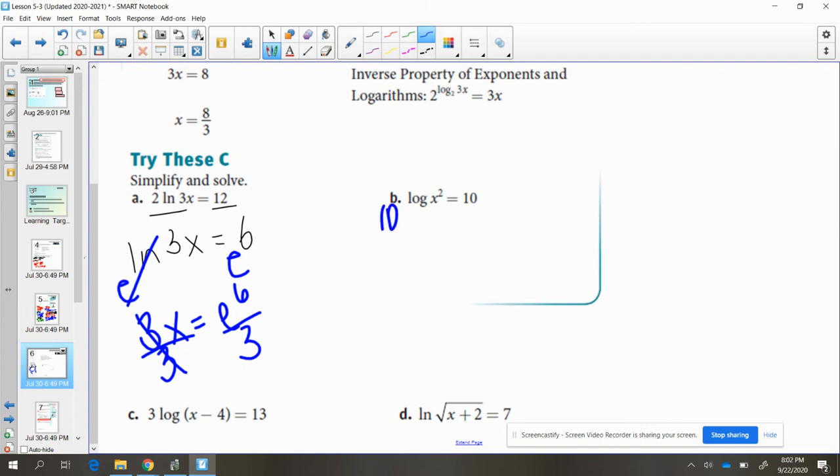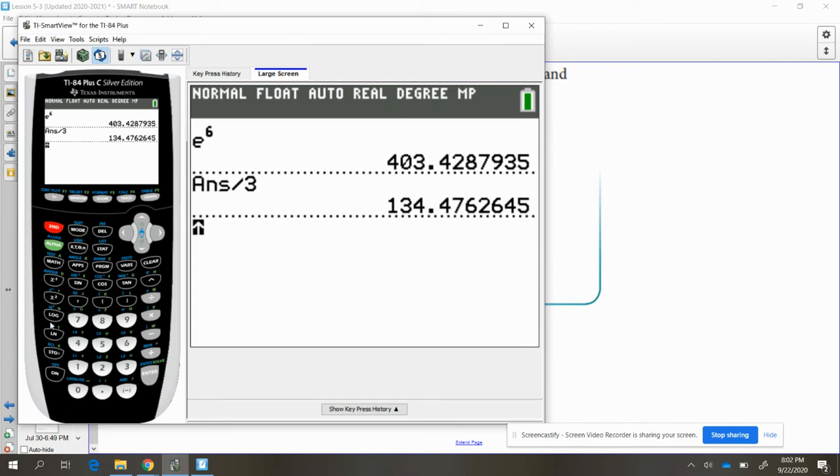Okay. The next example, a couple ways again you can think about this, but to undo a log base 10, we can take 10 to the log, because they'll undo each other. We end up with x squared equals 10 to the 10th power. And then if we square root both sides, the square root of 10 to the 10th power is 100,000. Okay.